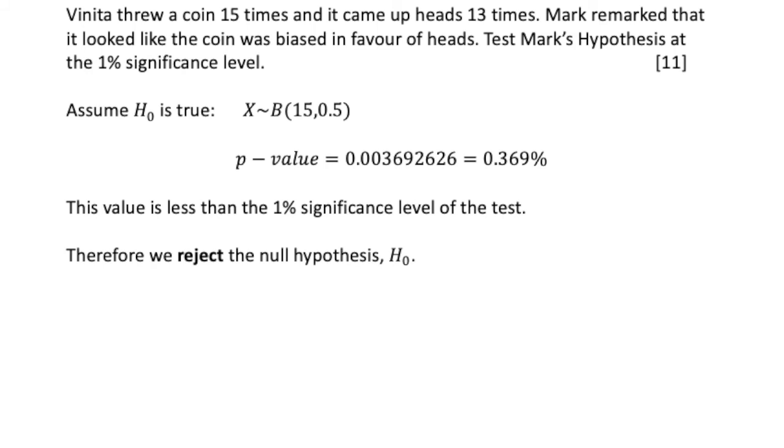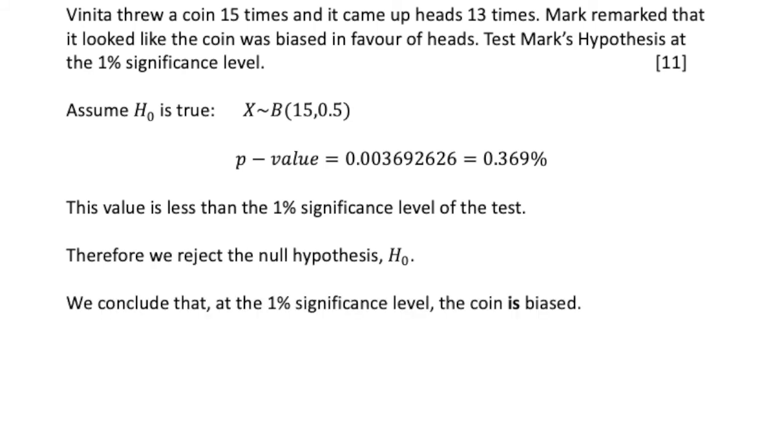And you also need to put in another standard sentence here. You need to say something like this: we conclude that at the 1% significance level, the coin is biased. So we relate our finding to Mark's remark in the question. And that's it. Following through those steps very carefully, one by one, that should get us our 11 marks.